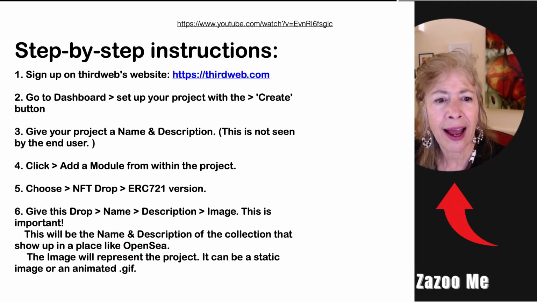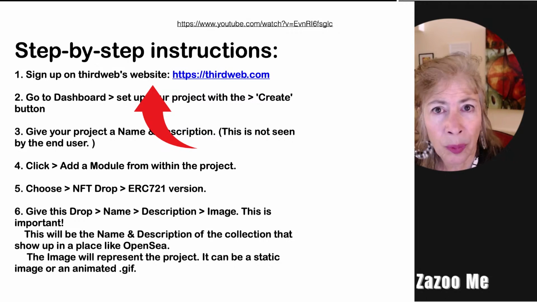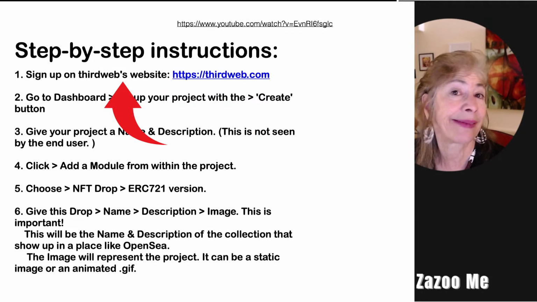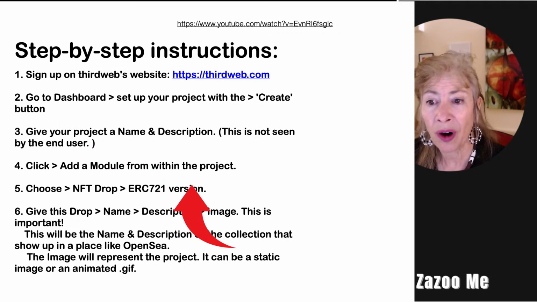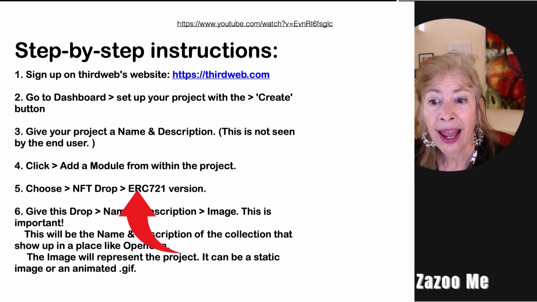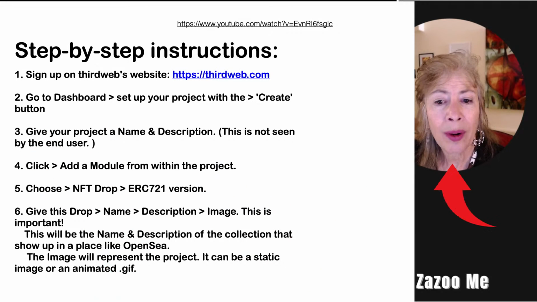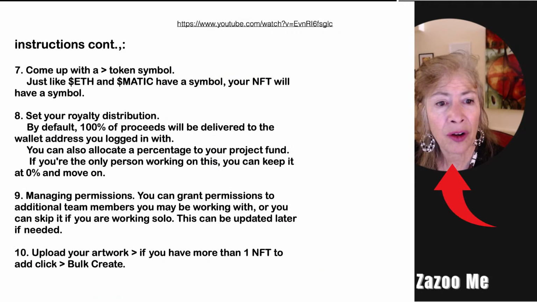And that is something that you may want to consider. If you do want to do that, it's very simple to sign up for ThirdWeb. You just sign up. There's a dashboard. You hit the create button. You name your project. You add modules. All of this so easily and clearly laid out for you.